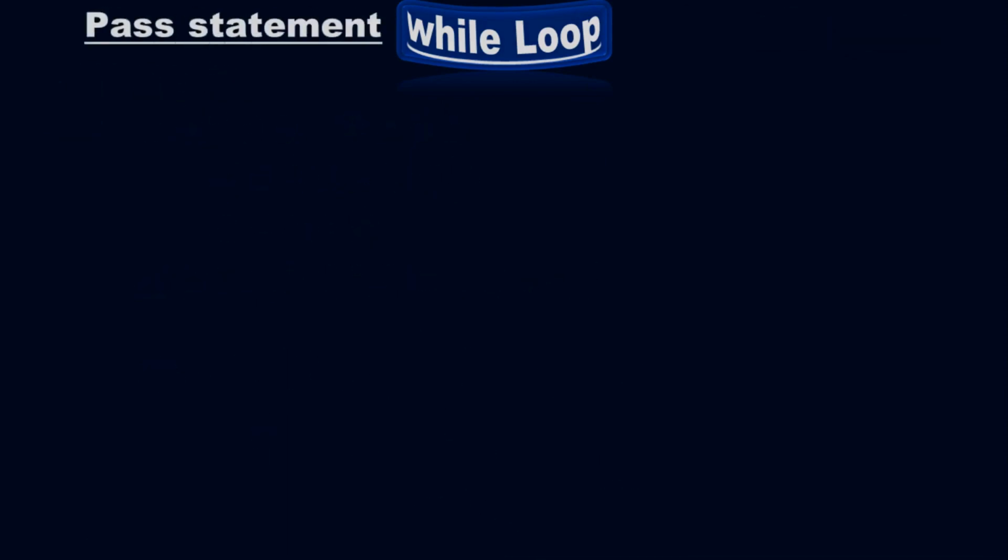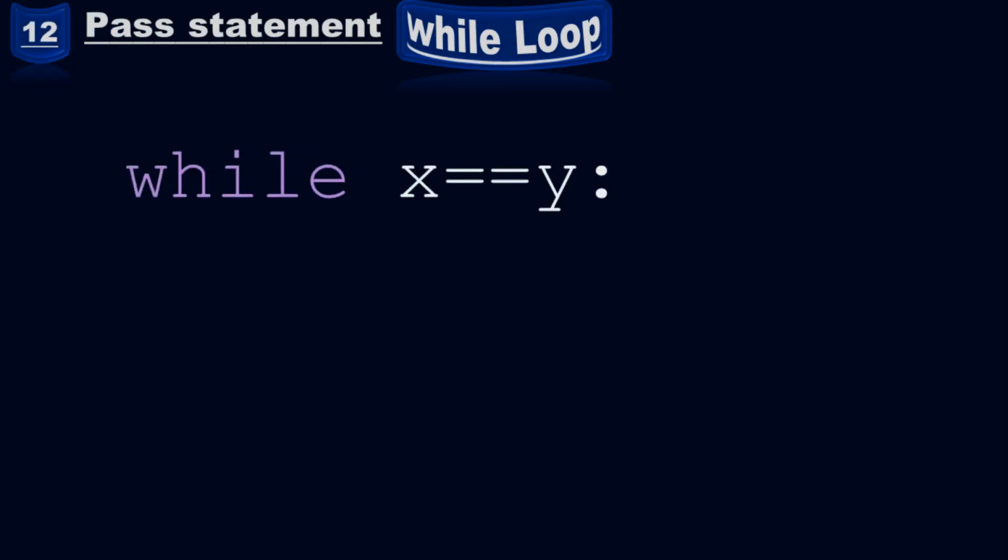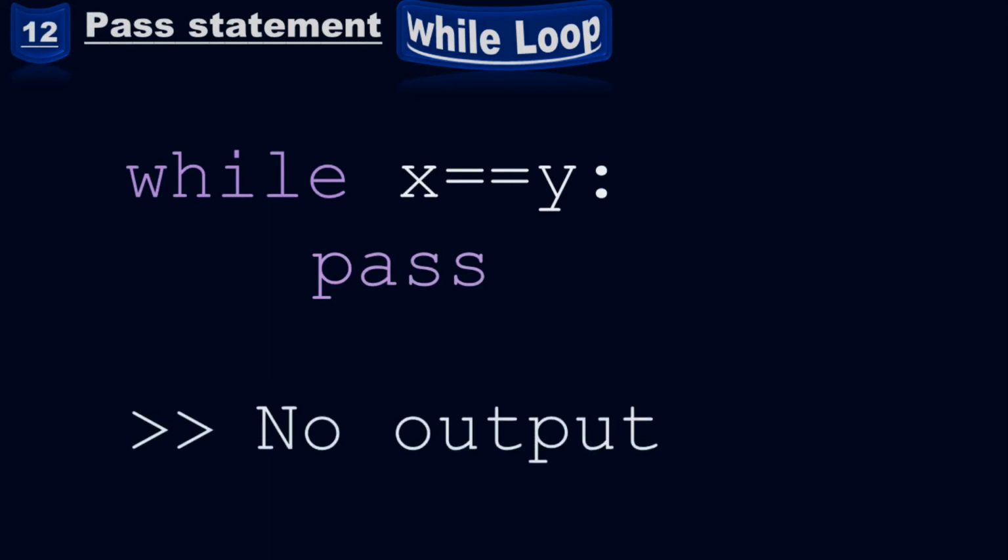Pass statement. What is pass statement? How you can give the pass statement to the while loop? Example number 12. While x equals to y, then pass. When you run it, you will get no output here. If I directly put while x equals to y here, and then put colons, press the enter button, and then pass the pass statement here, when you run it, it won't show any result. It won't show any output.